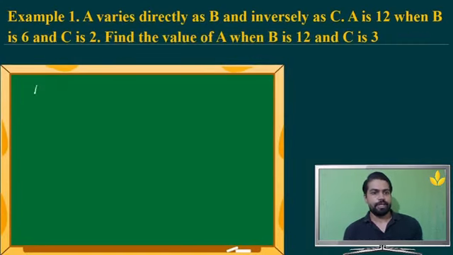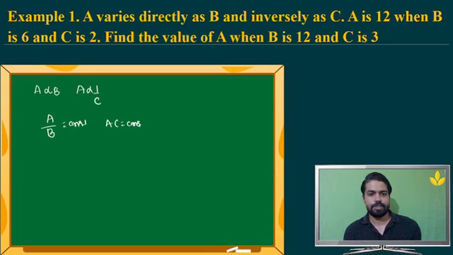First question says A varies directly with B and inversely with C. So I can say A by B is equal to constant and A into C is equal to constant. So we have to combine both of them, means I can write A into C by B is equal to constant. Meaning I can say A1 C1 by B1 is equal to A2 C2 by B2.